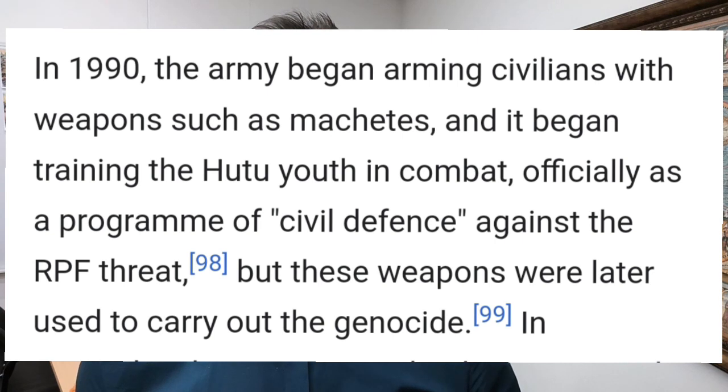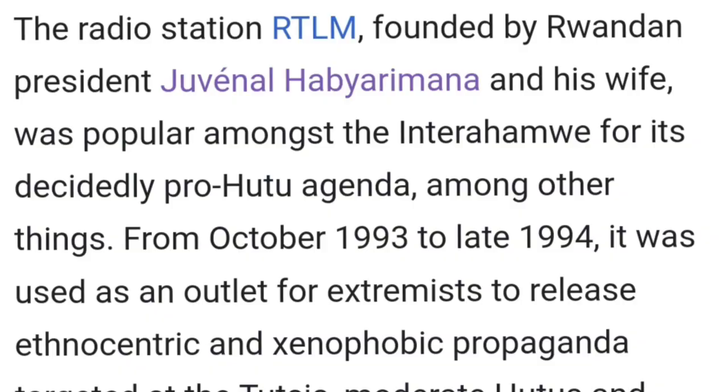From 1990 until 1994, an enormous amount of money was spent on importing weapons, mainly machetes. And they were preparing. There was the Radio Television Libre des Mille Collines, which was encouraging hatred and explaining why Tutsis were responsible for all the problems that Rwanda faced, vilifying the RPF. It's also important to understand that the RPF, who were launching attacks into Rwanda, were also displacing and causing Hutu refugees. So there was a lot of tension building up.